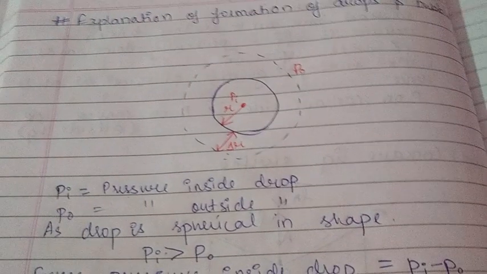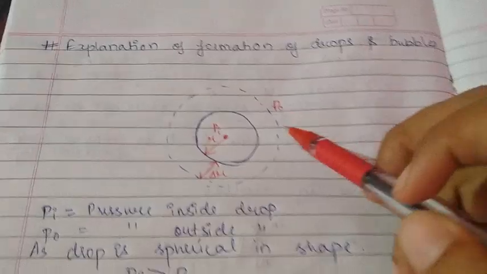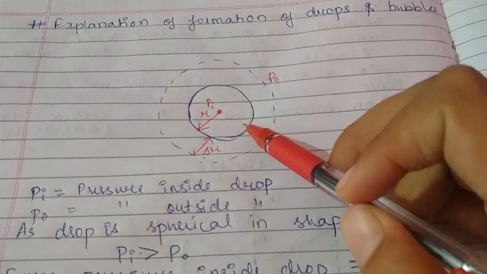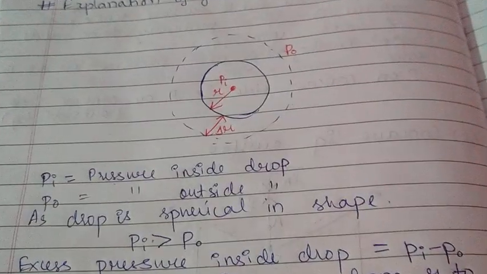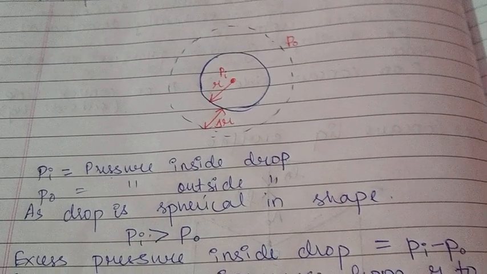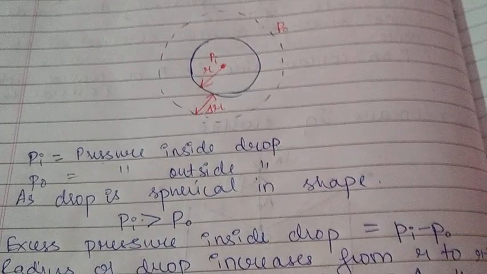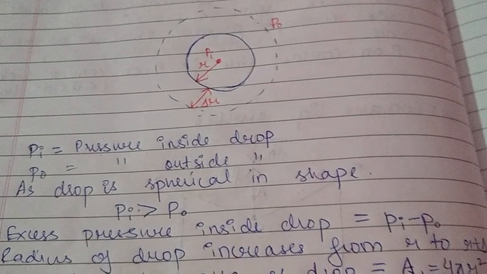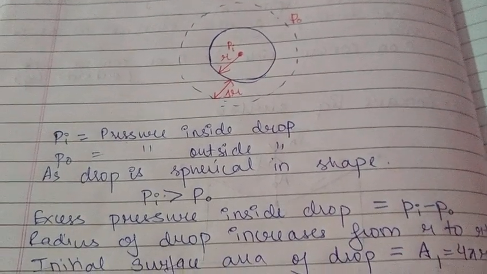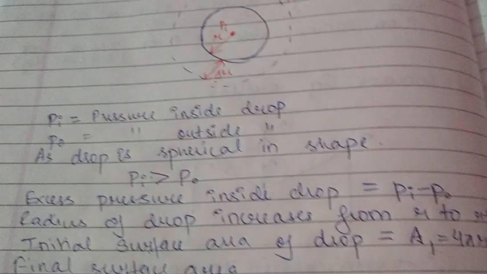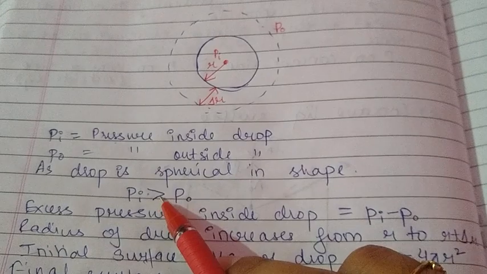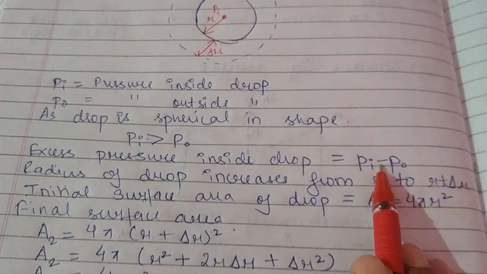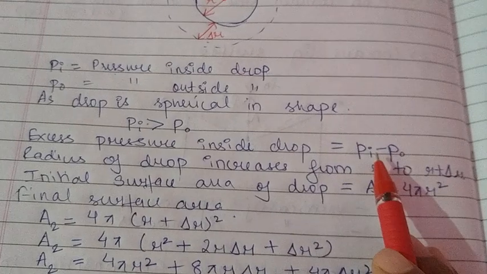Consider this as the drop, and suppose this is a spherical drop, and the pressure inside the drop is Pi and the pressure outside the drop is Po. As the drop is spherical in shape, as we have seen in the previous lecture on the variation in pressure outside and inside the liquid, the pressure inside the drop is greater than the pressure outside the drop. Now the excess pressure can be written as Pi minus Po.